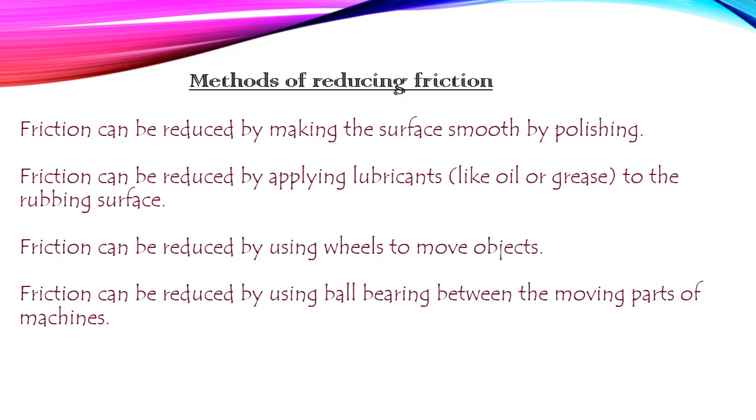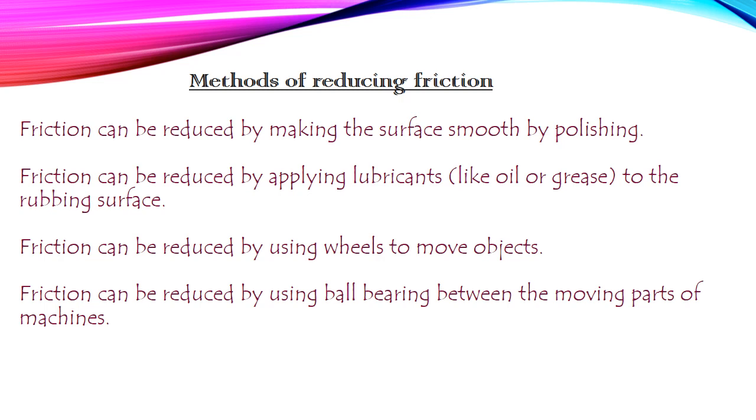Friction occurs when two surfaces are in contact. So here we have to alter the surfaces that are touching. By altering these surfaces, we can change the friction. Okay, friction can be reduced by making the surface smooth by polishing. Polishing is one of the methods to reduce friction.